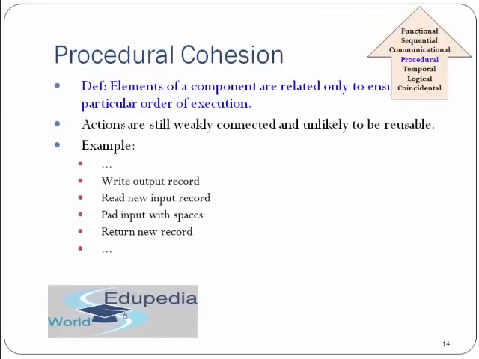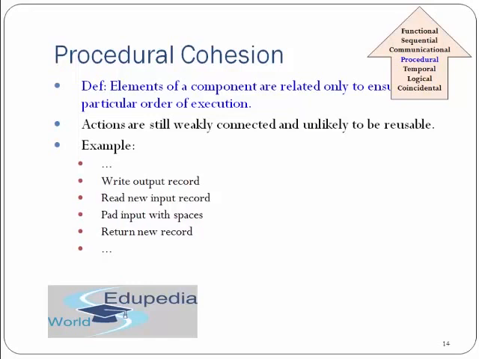Then we have procedural cohesion. Procedural cohesion says that elements of a component are related only to ensure a particular order of execution. So we relate the elements to ensure there is a particular order of execution. Actions are still weakly connected and unlikely to be reusable. For example: write output record, then read new input record, pad input with spaces, return new record.